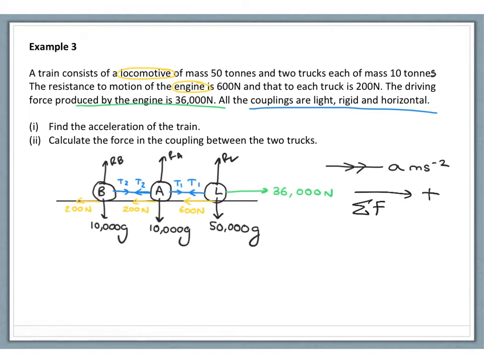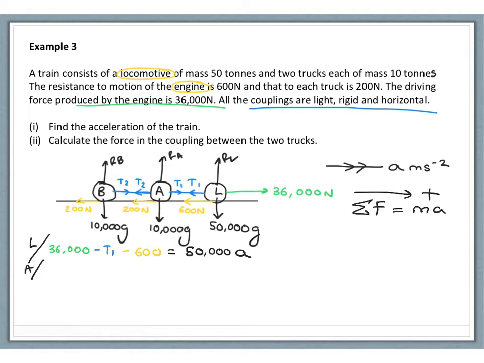We're going to apply Newton's second law of motion, resultant force equals mass multiplied by acceleration. And we're going to look at the forces on L, the locomotive, the forces on truck A, and the forces on truck B separately. So if we look at the forces acting on L, first of all, we have in the positive direction 36,000, take away T1, take away 600, and that equals its mass of 50,000 multiplied by the acceleration of A.